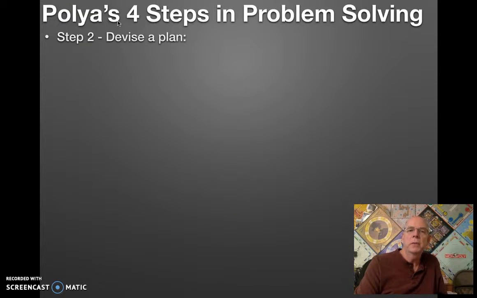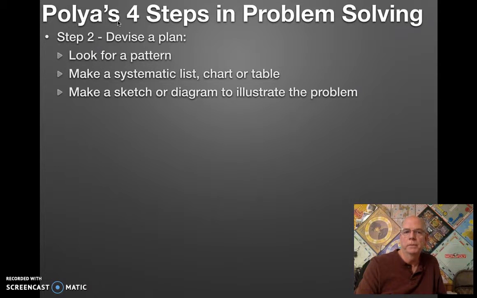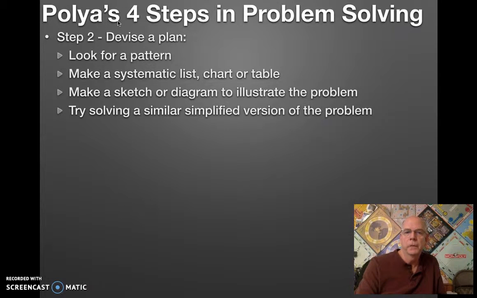Step 2 is to come up with a plan, to devise a plan, and we're going to go through a list here quickly of all the different possibilities that you could use to solve a problem. One of them is out of the first section that we just finished. Look for a pattern in the problem. Maybe make a systematic list or a chart or a table to help you solve this particular problem. Maybe it's a geometry type problem or something else where a sketch or a diagram would help you to illustrate the problem in order to solve it.